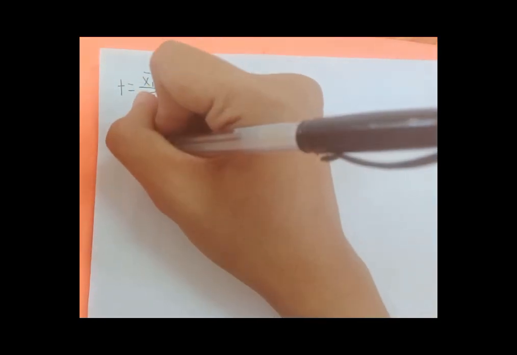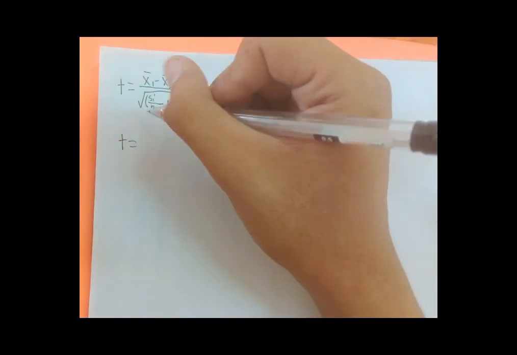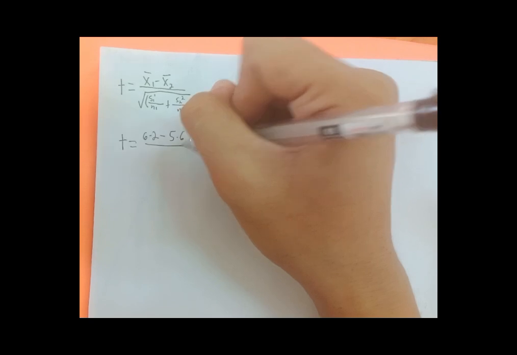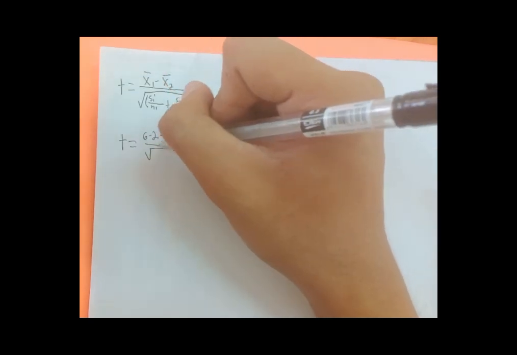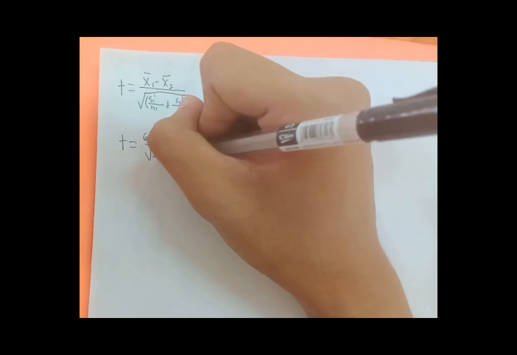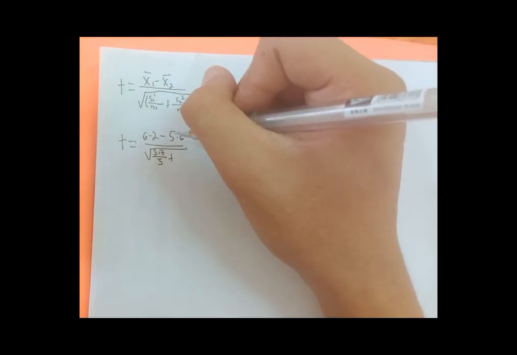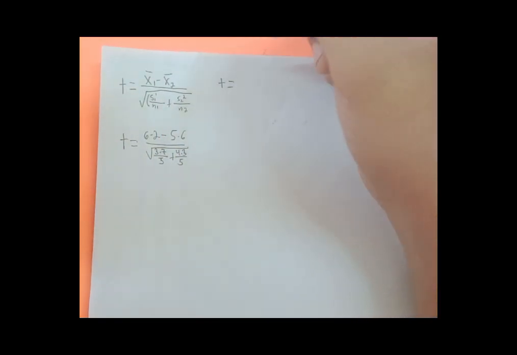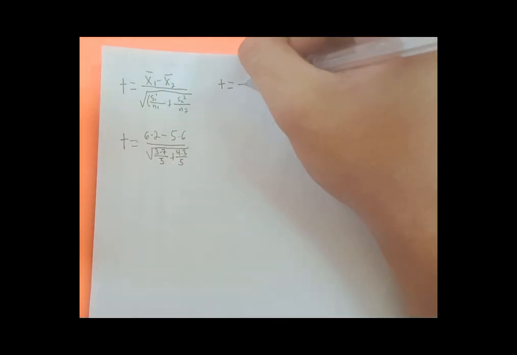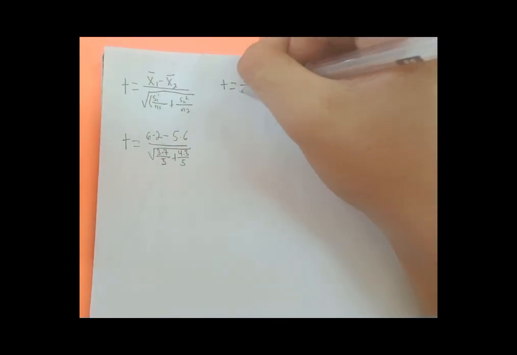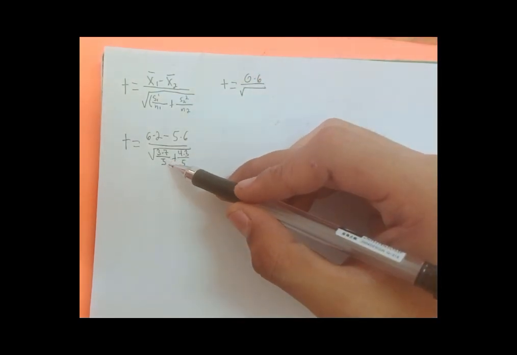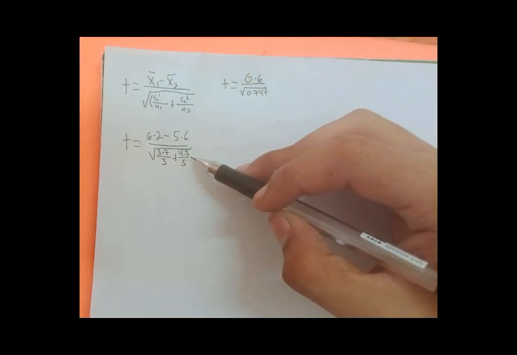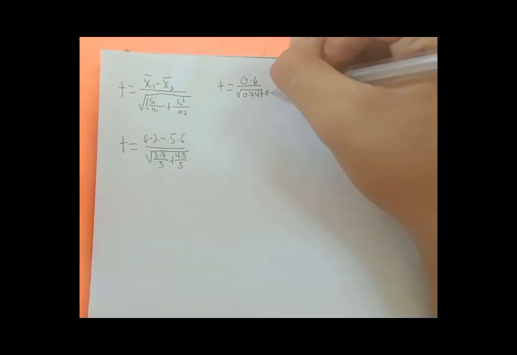So, let's plug in. t equals 6.2 minus 5.6 over square root of 3.7 over 5 plus 4.3 over 5. t equals 6.2 minus 5.6 is equal to 0.6 over square root of 3.7 divided by 5 is equal to 0.74 plus 4.3 divided by 5 is 0.86.